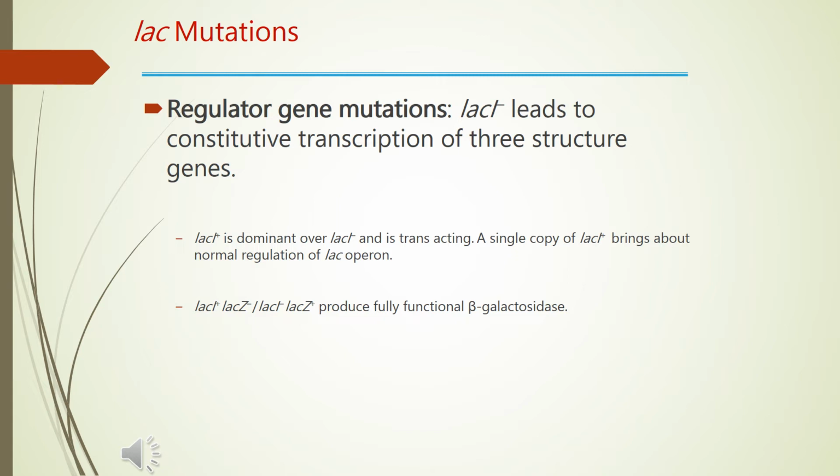So in the partial diploid, lac I plus lac Z minus over lac I minus lac Z plus, fully functional beta galactosidase is produced, because lac I plus is dominant over lac I minus. One copy of lac Z is mutated, but the other copy is fully functional. So this will be the final product. Functional beta galactosidase will be produced.